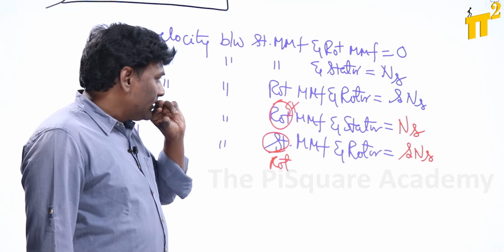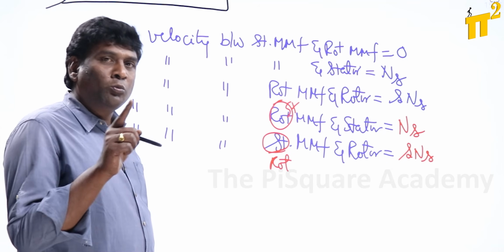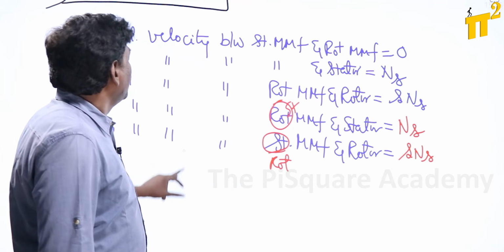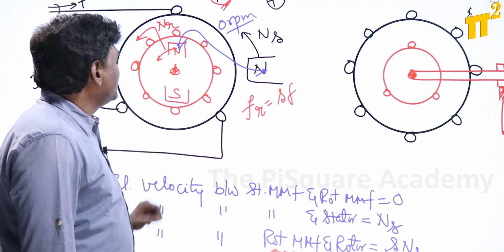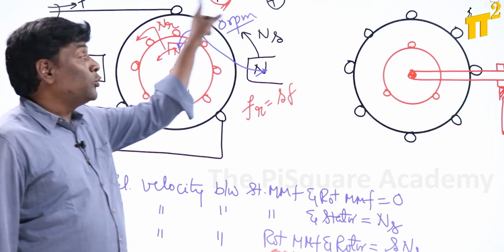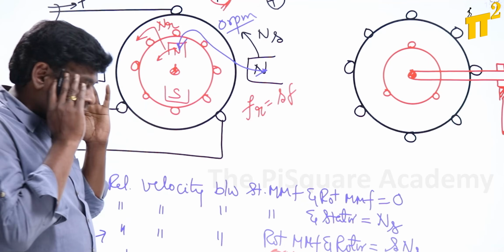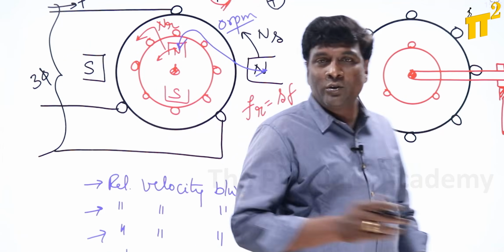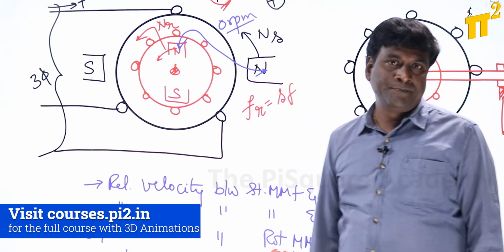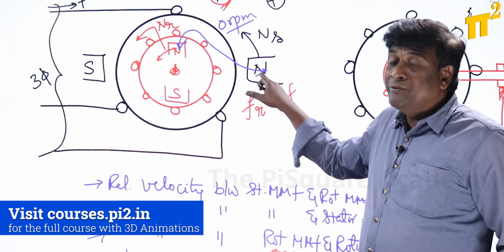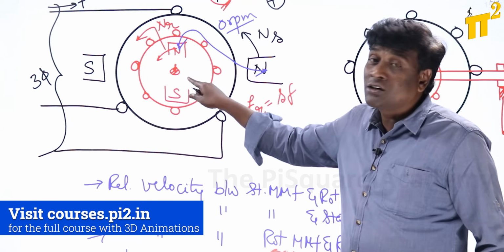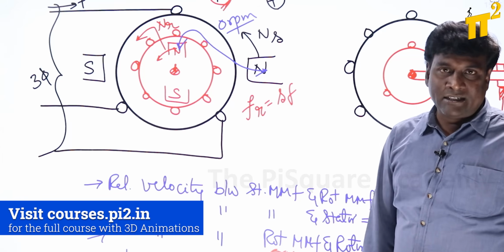Now, there is only one more point you have to understand. When the stator MMF is rotating in anti-clockwise direction, the rotor also will rotate in anti-clockwise direction only. Try to keep in mind, direction matters. When the stator MMF is rotating in anti-clockwise direction, the rotor also will rotate in anti-clockwise direction only.